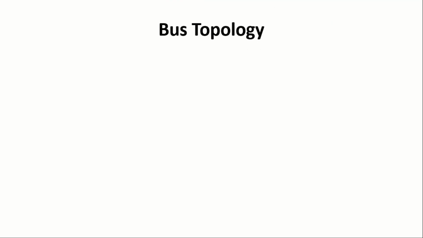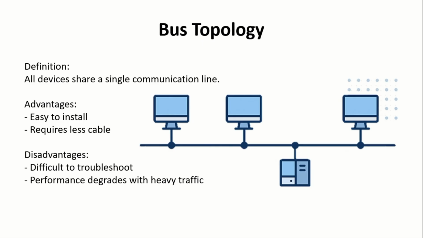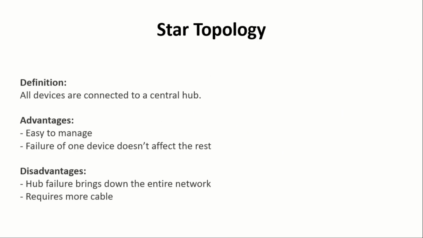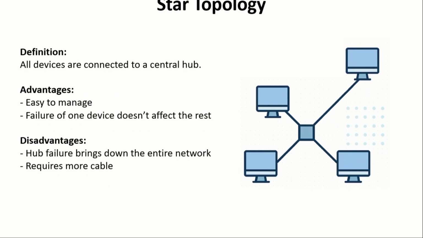In bus topology, all devices are connected to a single central cable. It's simple and cost effective, but if the main cable fails, the entire network crashes. In star topology, every device is connected to a central hub. If one device fails, others still work. But if the hub goes down, everything stops.